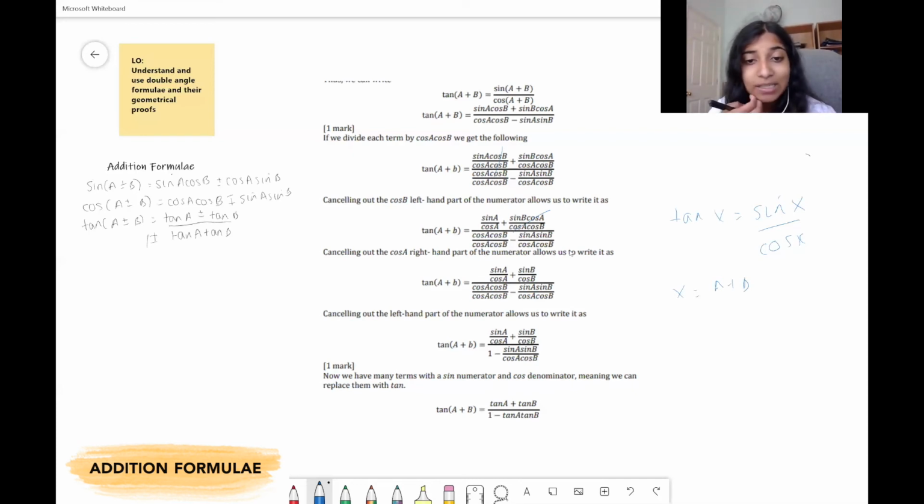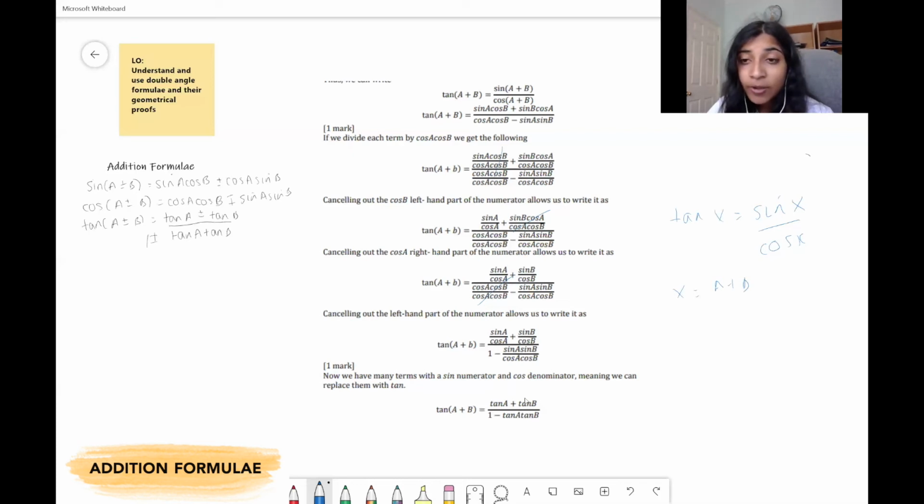And then if you cancel out this part here, if you do cos A cos B over cos A cos B, that would just be equal to 1. So you can cancel that out as well. And then you'd be left with tan(A+B) is equal to sin A over cos A plus sin B over cos B, all over 1 minus sin A sin B over cos A cos B.